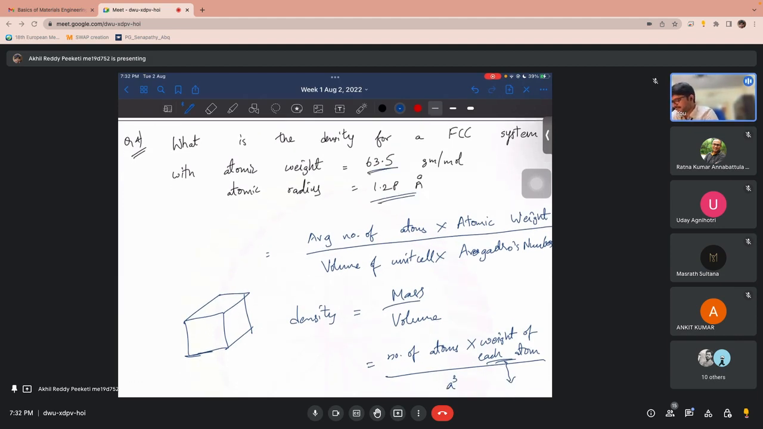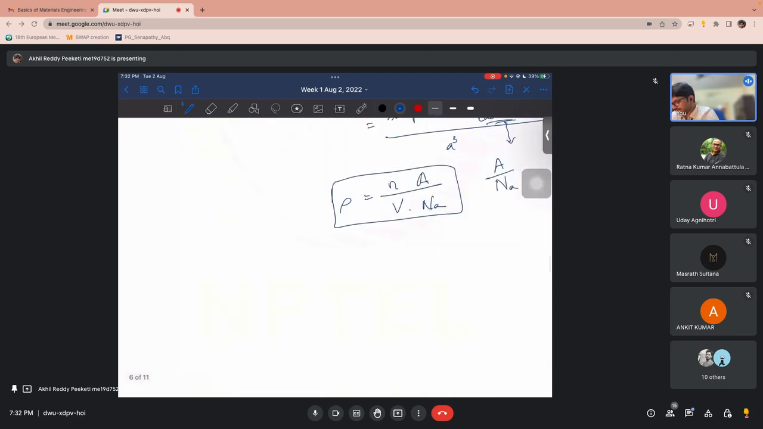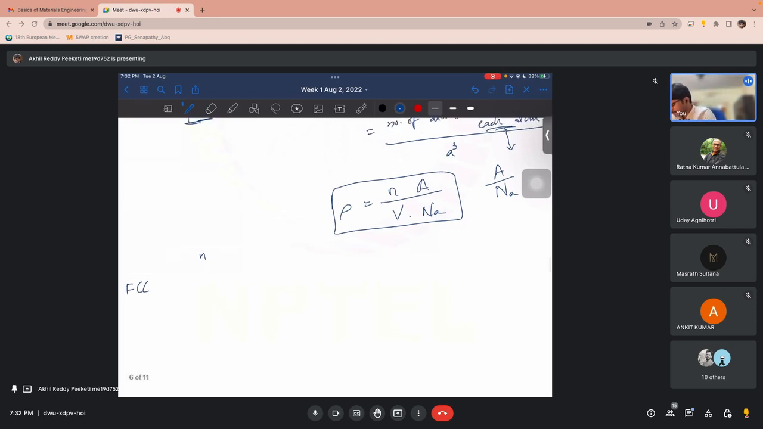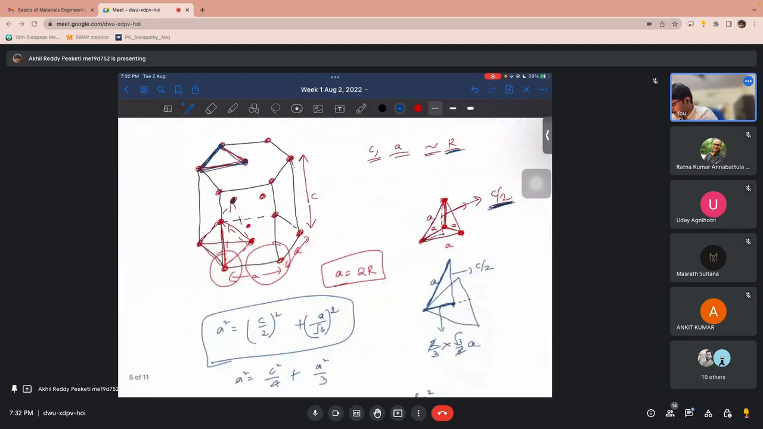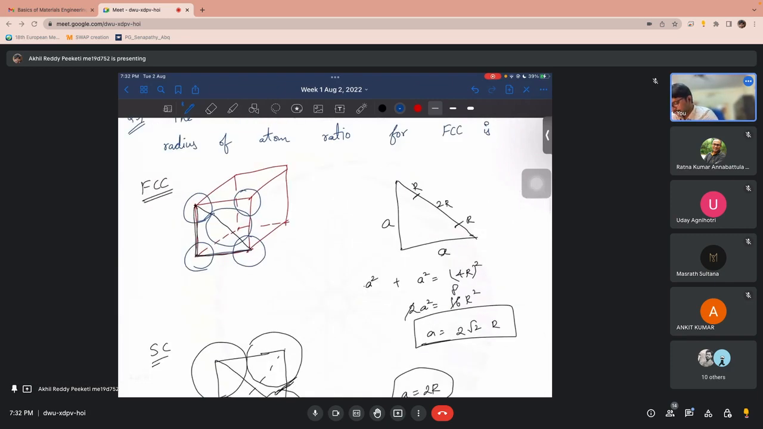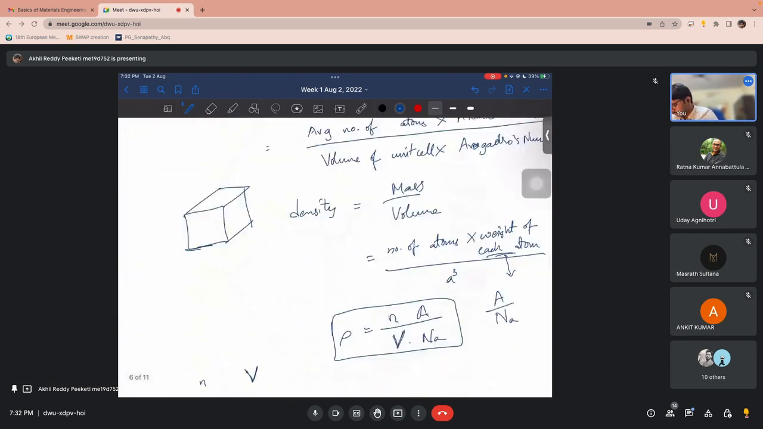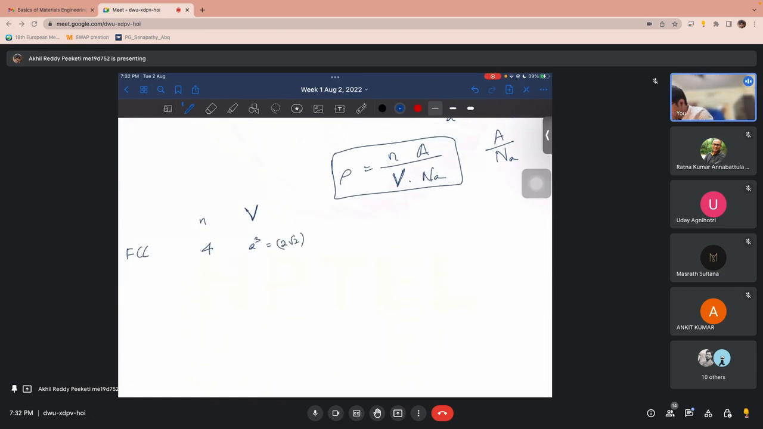So here the question is, what should be the density for an FCC with atomic weight given and the atomic radius also given? So what will be the n for FCC, as we have seen earlier? The number of atoms per unit cell for FCC. And what would be the volume for FCC? It is a cube. We have seen a for the FCC as 2 root 2 r. So the volume would be 2 root 2 whole cube into r cube.